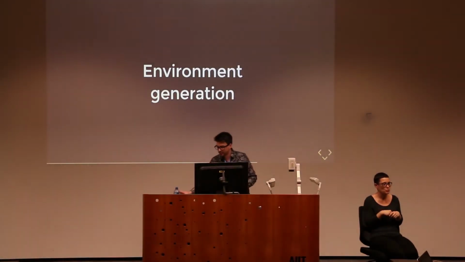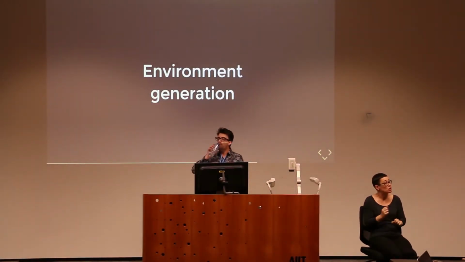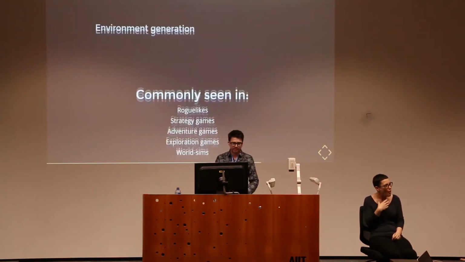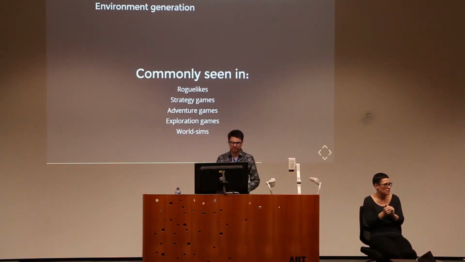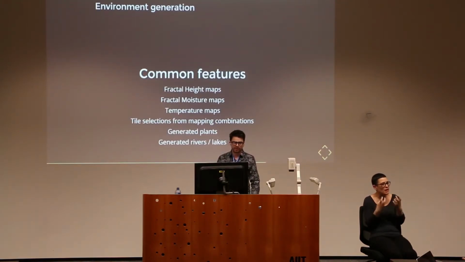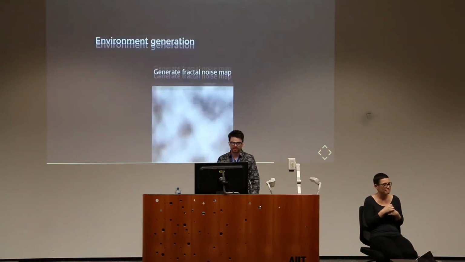Okay, so you've got environment generation. This is in a lot more kinds of games: roguelike, strategy, adventure, exploration, world sims. Often uses fractal height maps, fractal moisture maps, temperature maps, selections from different combinations, generating plants, rivers, lakes, this kind of stuff. And another example from my game.